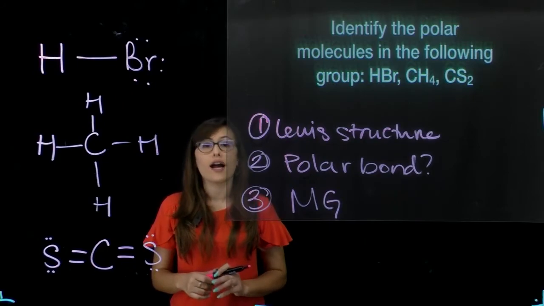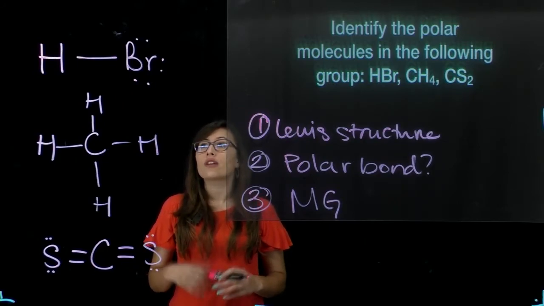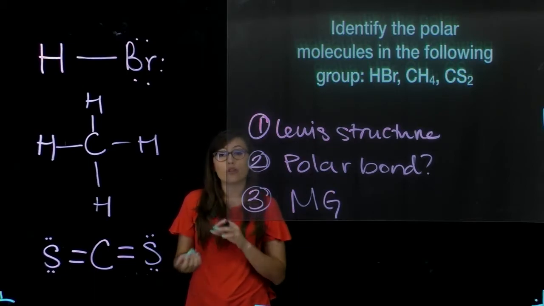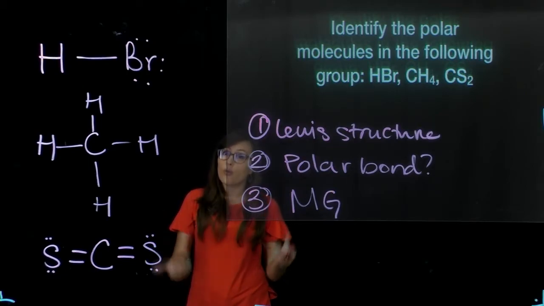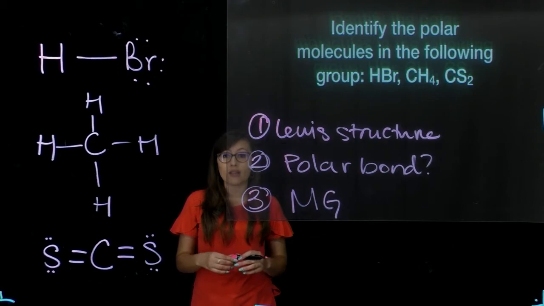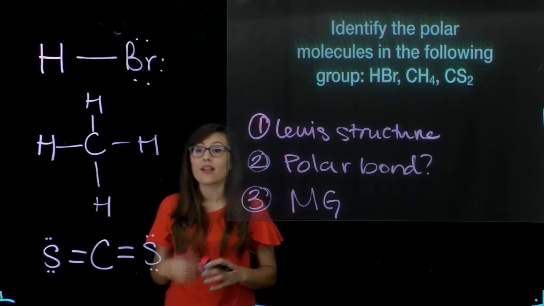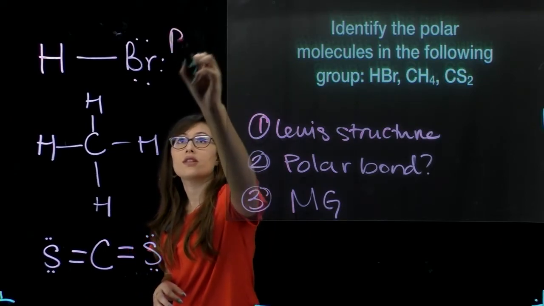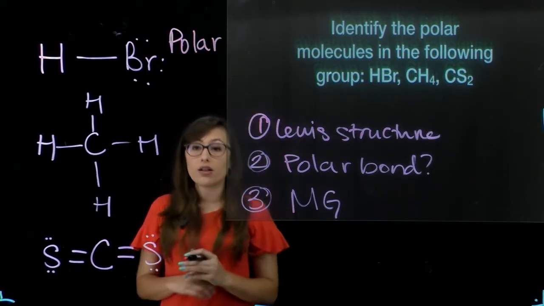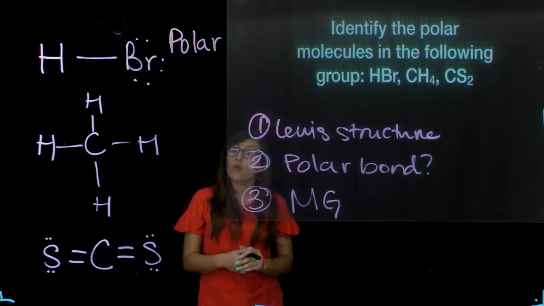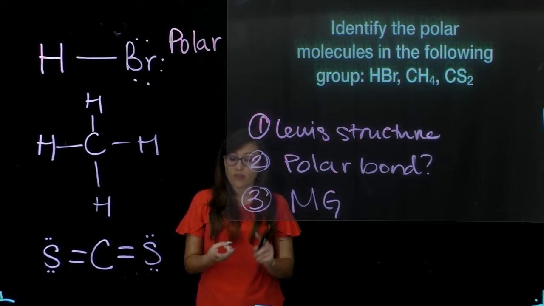For the first case, hydrogen-bromine, we're going to look at this molecule and start to identify whether or not this molecule is polar. Off the bat, we know that bromine is significantly more electronegative than hydrogen, and so this is going to be a polar bond. In this case, we don't have any other bonds to take into consideration, so this is going to be a polar molecule.